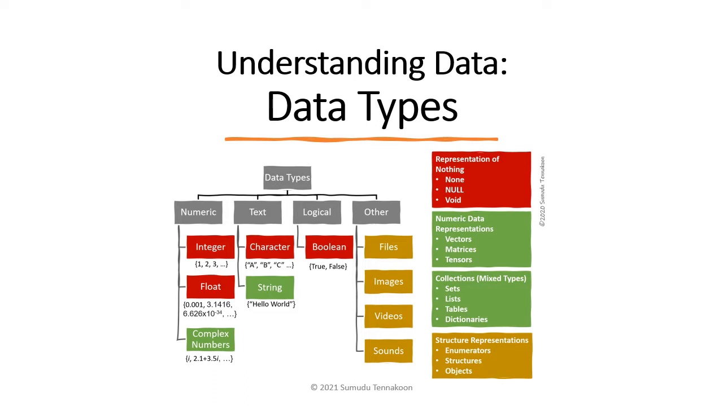Okay, so for the other data representations, numeric data can be represented as vectors, matrices, and tensors. We discussed these in detail with the mathematics concepts. Vectors, matrices, and tensors can also fall under a data type depending on the programming language you use. And collections could be sets, lists, tables, dictionaries. We have arrays in some programming languages, right? In Python we can create arrays, lists, sets, tables, dictionaries, different data structures to store your data.